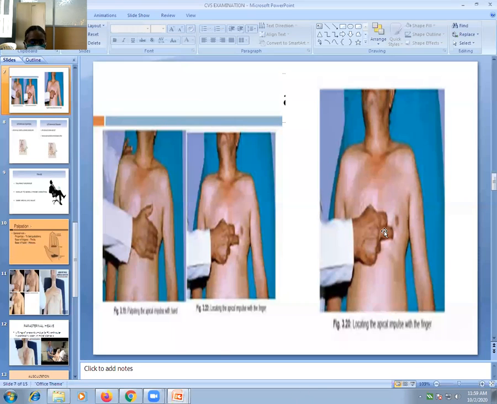So locating the apical impulse is with the help of the finger. Feeling is with the help of the palm. You can keep your palm flat and then localize with the help of the finger.